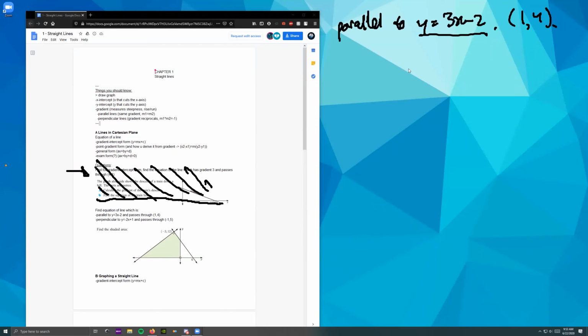There's an unknown equation, and the equation is parallel to this equation. So from the gradient we saw before, we can establish that if they're parallel, that means that they have the same gradient. And so we can assume that the gradient here is 3.